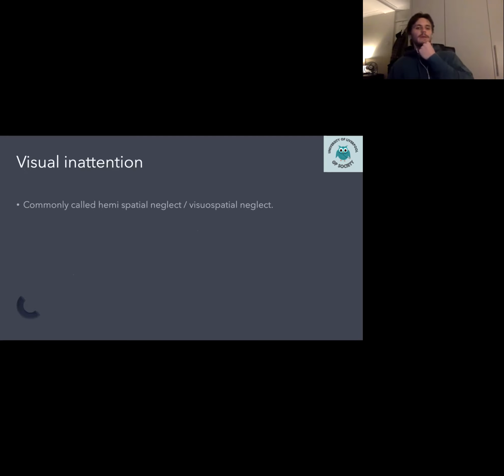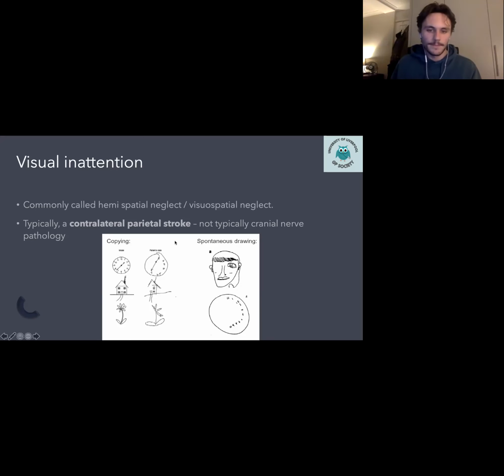So what are the pathologies here? Visual inattention, otherwise known as hemispatial neglect, is generally caused by a contralateral parietal stroke. So not really a cranial nerve pathology, but it is tested anyway. These are the copying and drawing tasks that patients with contralateral parietal strokes will do, just to give you an idea of what they're going through. Patients are asked to copy these images, and this is what they produce. This is typical, where they're not able to even perceive the left-hand side of these images.